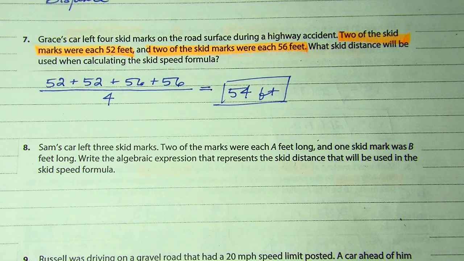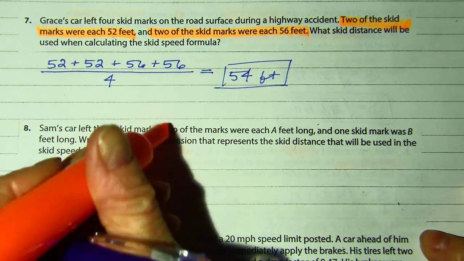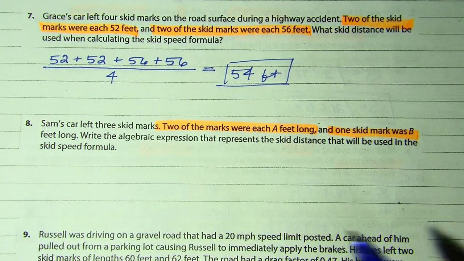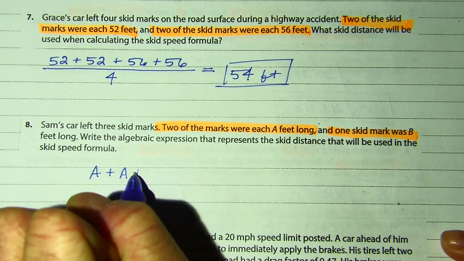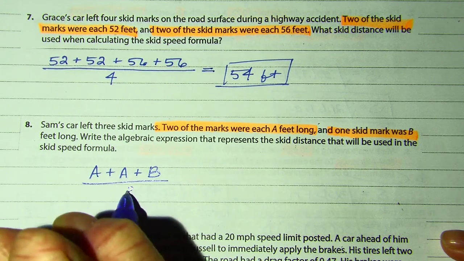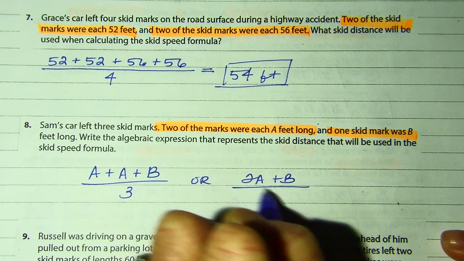This next one, if they do ask for an algebraic formula, I have 2 skid marks A feet long and 1 B. So to find the average, right, I have A plus B divided by 3, or I have 2 A's plus B divided by 3.